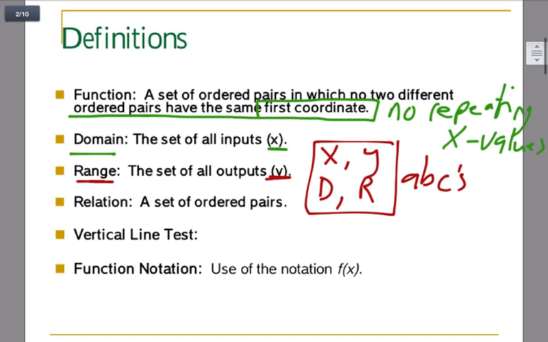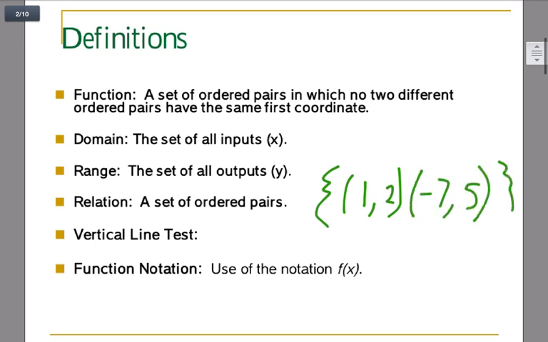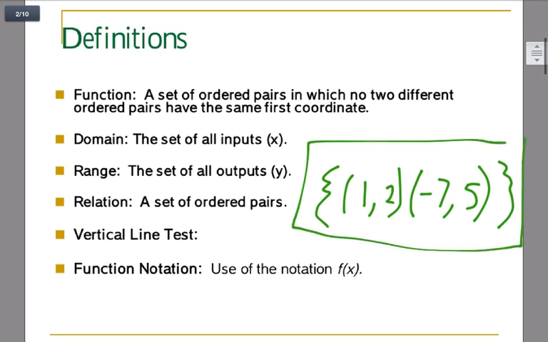Okay, and then a relation is a set of ordered pairs. And of course, we're not talking about grouped fruit here. I know it's a sad joke, but ordered pairs are something that looks like this. We usually have a bracket, and then we have ordered pairs of numbers like 1, 2, -7, 5, and as many other coordinates in there as possible, and we have our brackets around it, and that is a relation, an ordered pair.